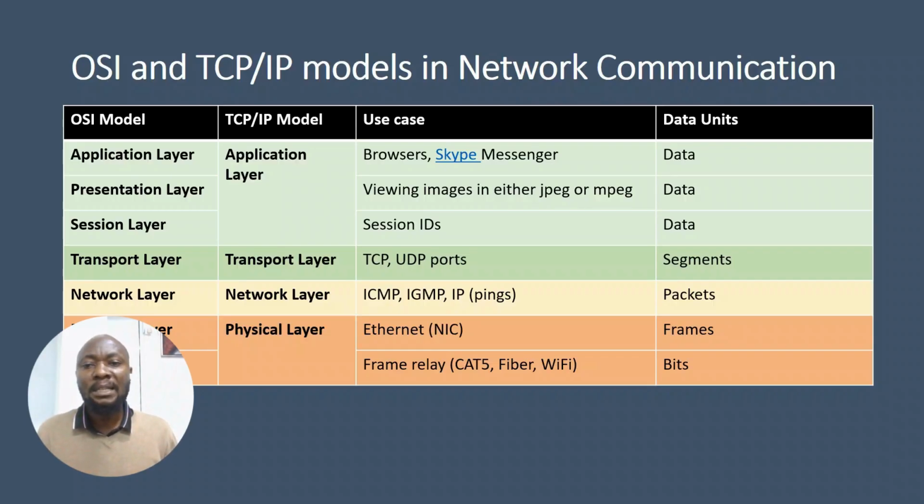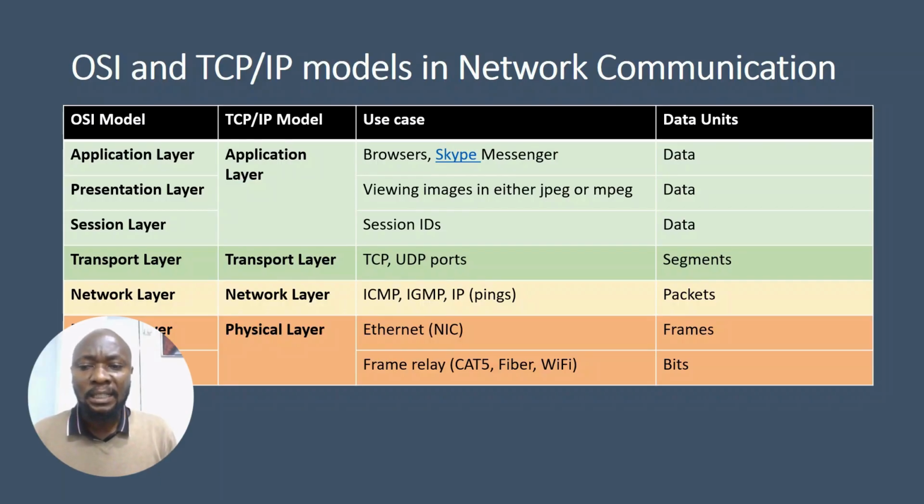Then in the session layer, the data generators are also used in establishing sessions and communications. Now, in the transport layer, we have things like TCP and UDP. This is where we have the ports, communication. In the network layer, we have protocols like ICMP. When we talk about internet protocol, IP addressing, or pinging, these are things that are happening on the network layer.